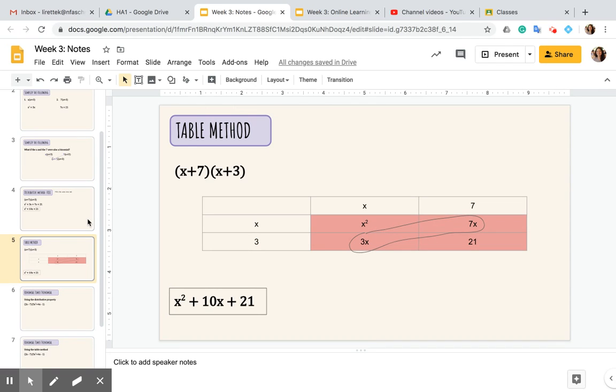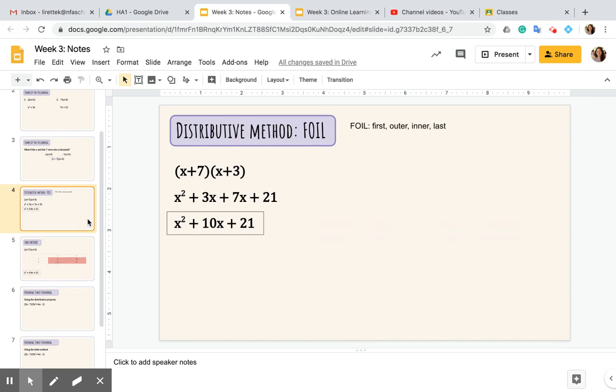So to recap the two methods that we're going to be utilizing in this lesson, you could use the distributive property, which if it's two binomials, we call it FOIL: first, outer, inner, and last. And we get all of our products.